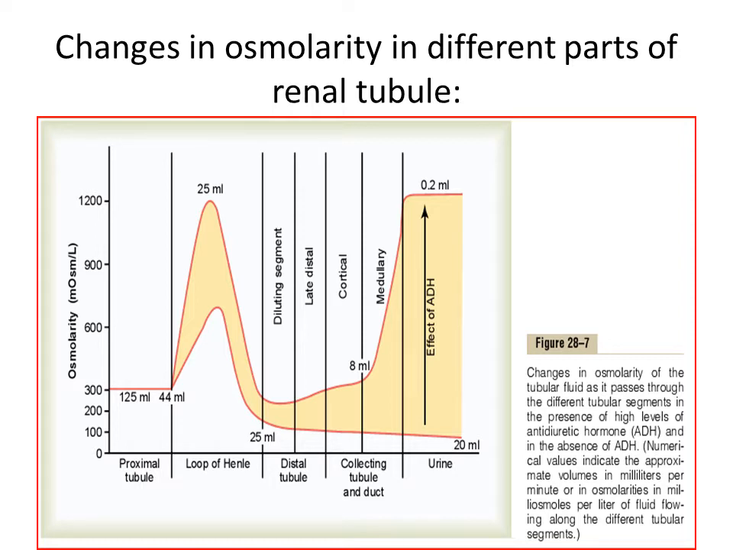When the tubular fluid reaches the descending loop of Henle, the water is reabsorbed, but there is no sodium chloride and urea reabsorption, so that the osmolarity of the tubular fluid at this time reaches that of the surrounding interstitial fluid, which is about 1200 milliosmoles per liter, especially when the blood concentration of ADH is high.